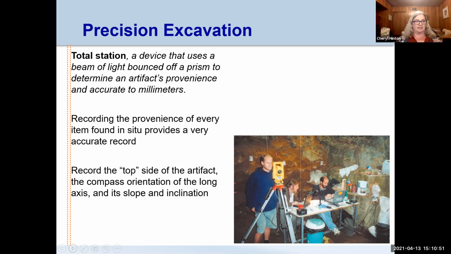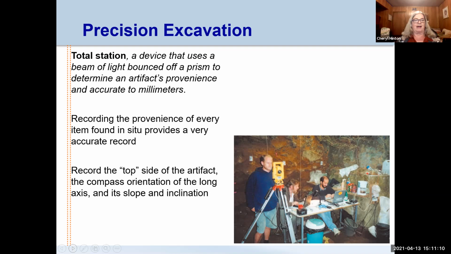When I first learned to excavate, we used a line level and a tape measure to record the artifact's position in the unit. We took a measurement from the two sides of the unit, that horizontal X and Y, and then the Z measurement to triangulate where that was in time and space.